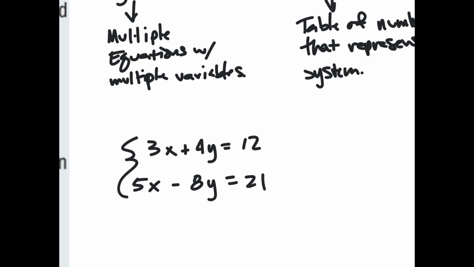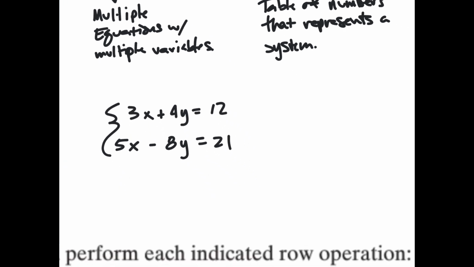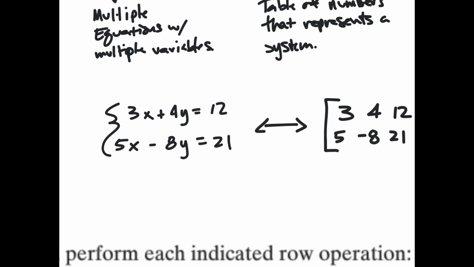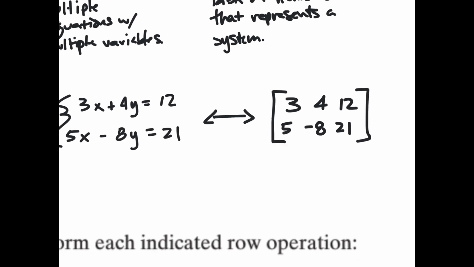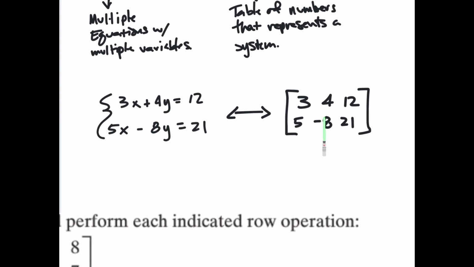All right, now this is a system that we typically see. This is a system where you've got two equations and two variables. And if I wanted to turn that into a matrix, I draw a big bracket here, and all I do is I take the coefficients and the numbers and put them in order. And I go 3, 4, 12, 5, negative 8, and 21. And what we can do is we can write this system as a matrix, okay?